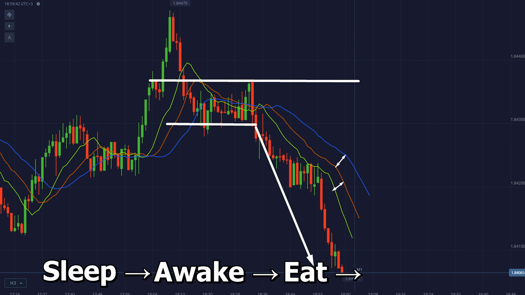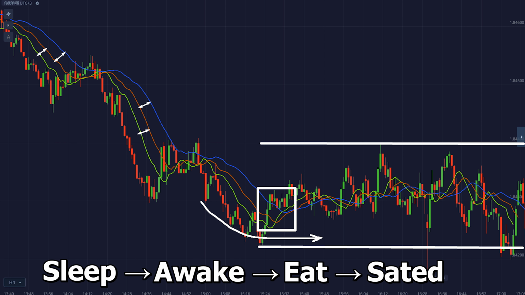And this is where trend following logic works best. Sated: the lines begin to converge and flatten. Momentum is fading and it's often a signal to be cautious or start locking in profits.